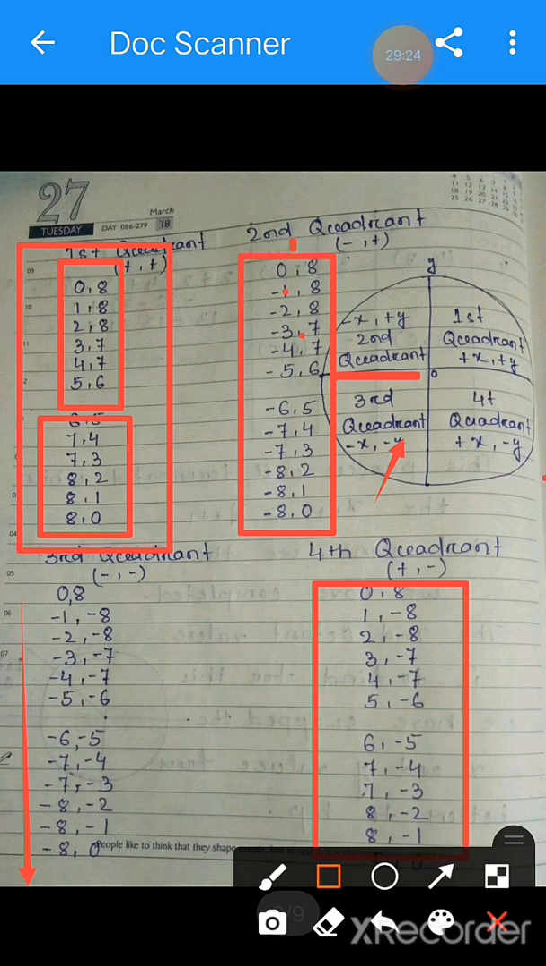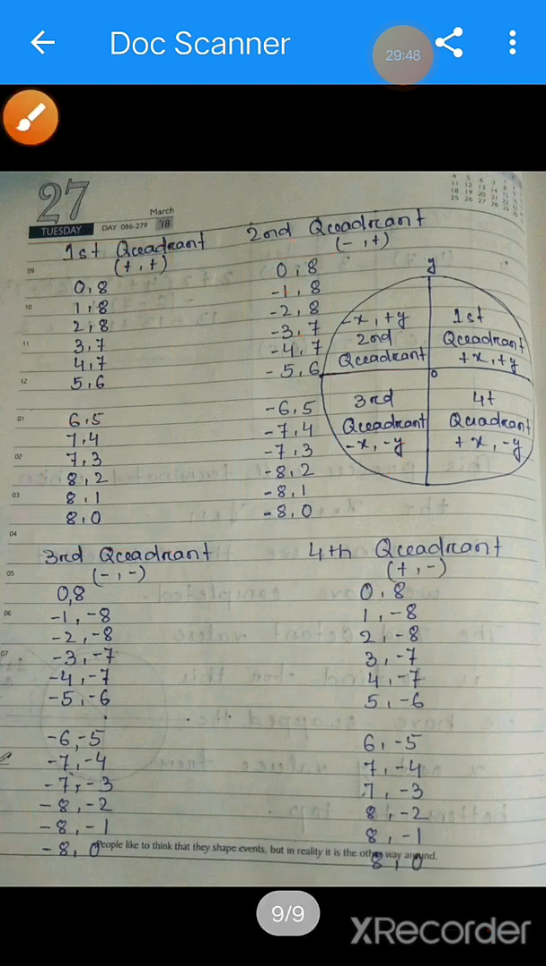In this way, when we find one octant, the other 7 octants we can find easily using the reflection procedure. And if we find one quadrant, the other 3 quadrants can also be found easily. So this is the midpoint circle algorithm.